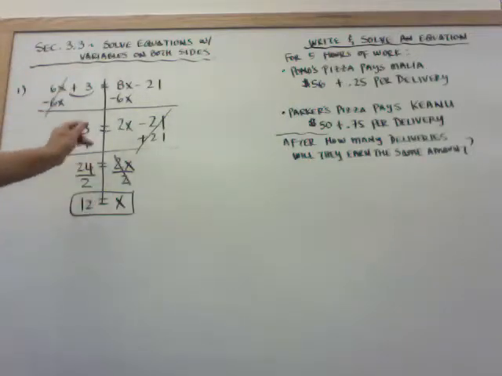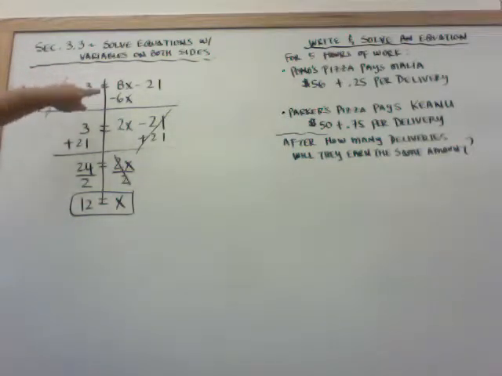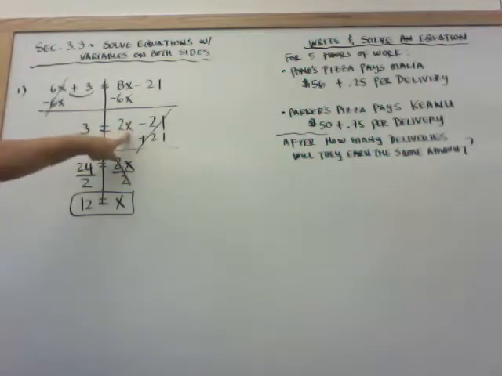Draw a line down the middle. Take care of one of the variables on either side so that the variable only ends up on one side of the equal sign. And then do your two-step problems.